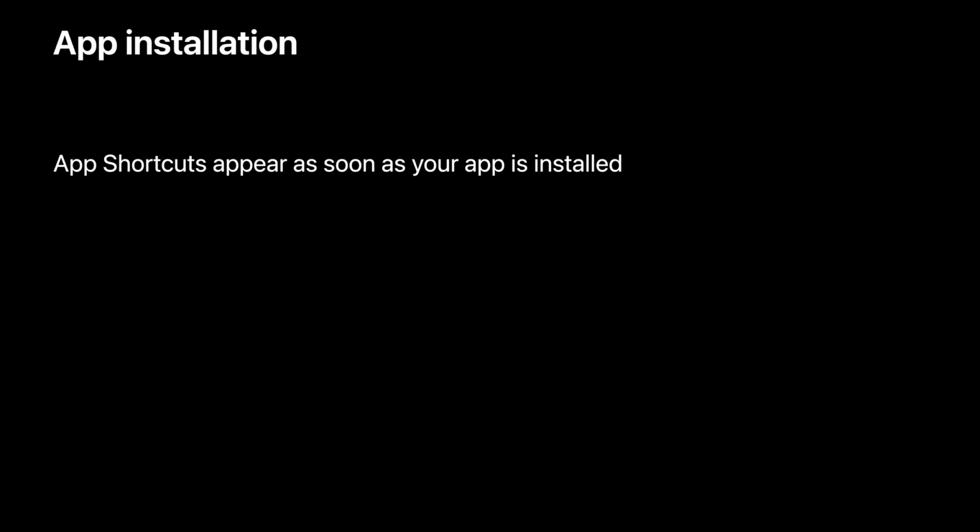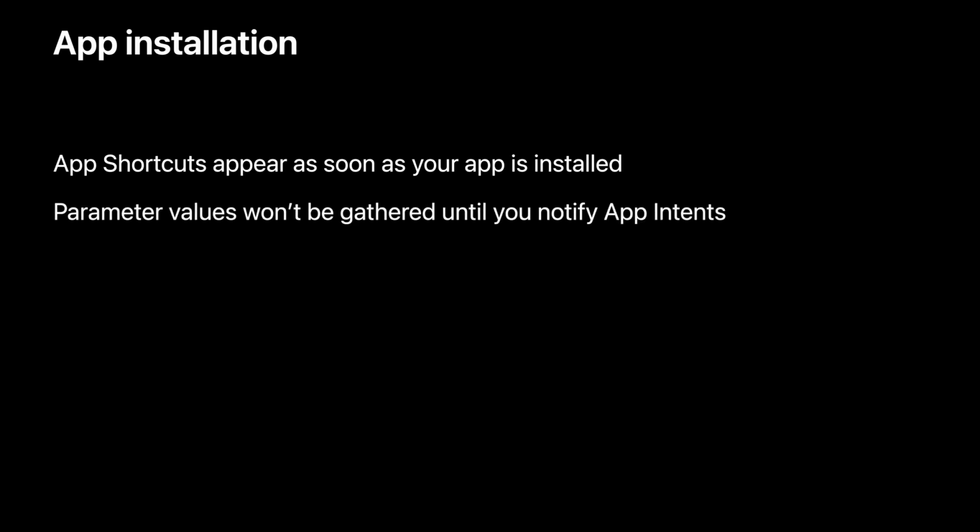Now, the great thing about app shortcuts is they're available as soon as your app is installed. Even before the app is first launched, users can see and run your shortcuts from Spotlight, Siri, and the Shortcuts app. You may need to take this into account when building your app shortcut. For example, if your app requires a login flow, the user may not have logged in before running your intent. Your intent should fail gracefully, with an error message explaining to the user that they need to log in.